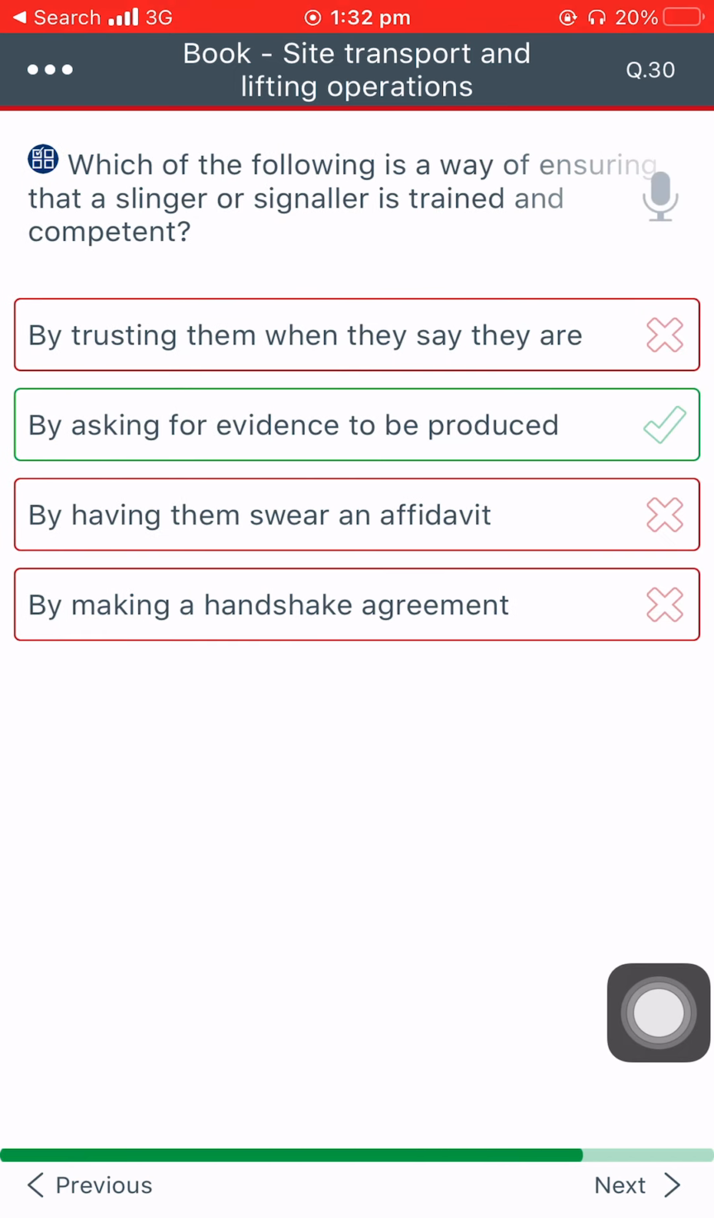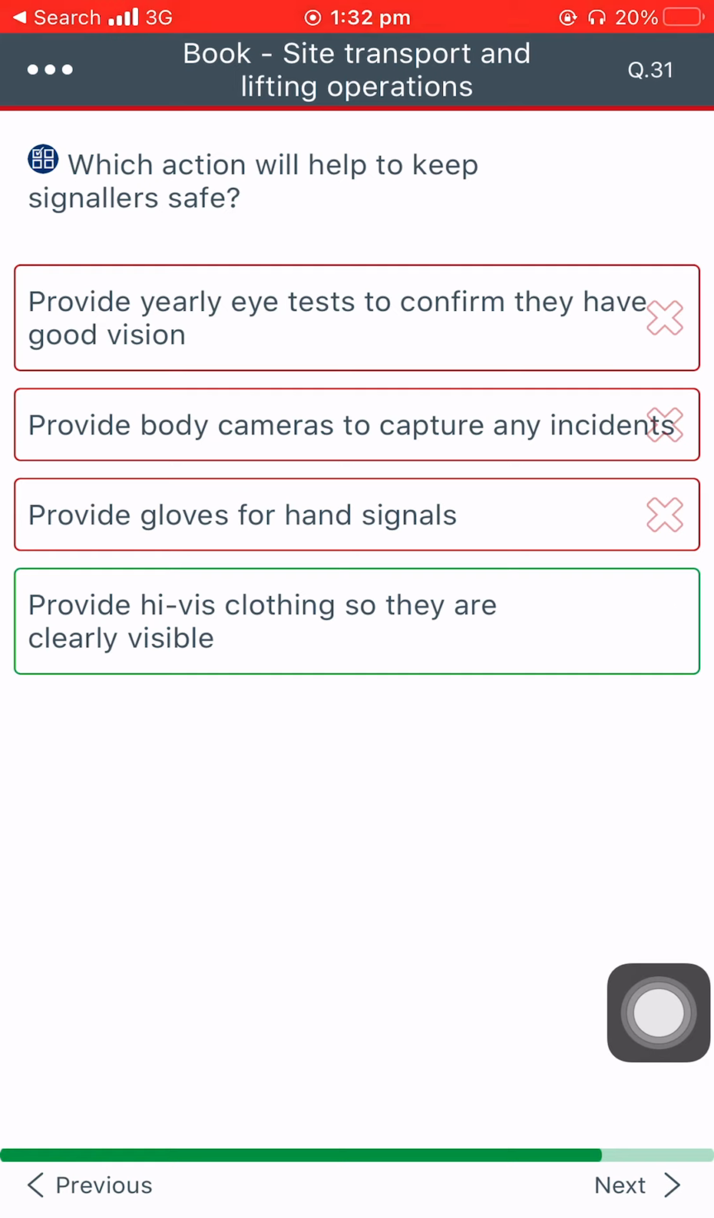Which of the following is a way of ensuring that a slinger or signaller is trained and competent? By trusting them when they say they are. By asking for evidence to be produced. By having them swear an affidavit.